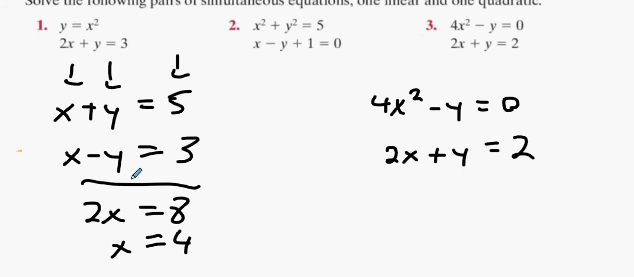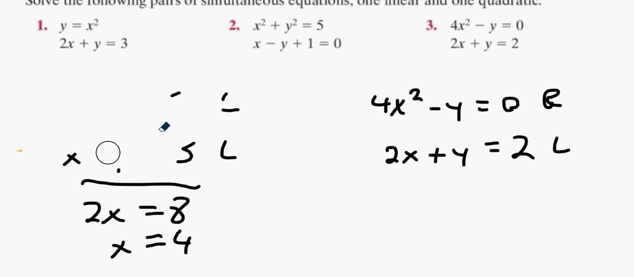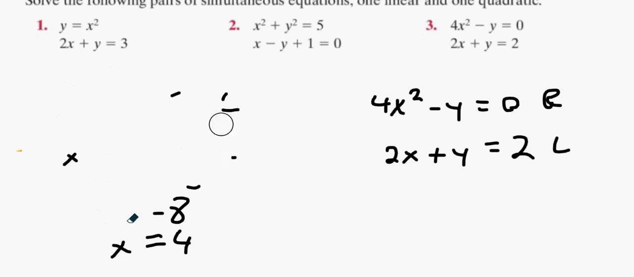So, this is two linear equations. How do I know they're two linear equations? When you draw them, they make a line. This one doesn't. This one's a quadratic and this one's a linear. How do I know this one's a quadratic? That's an x squared. It could have a y squared, or it could have an x multiplied by a y.